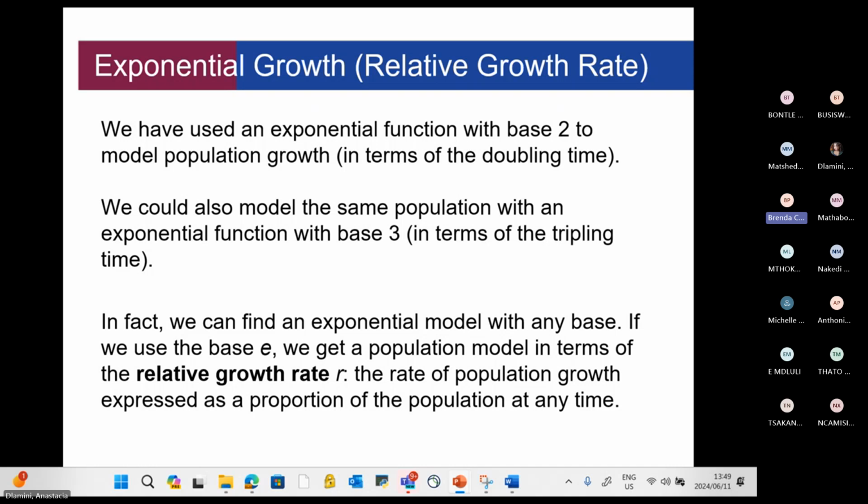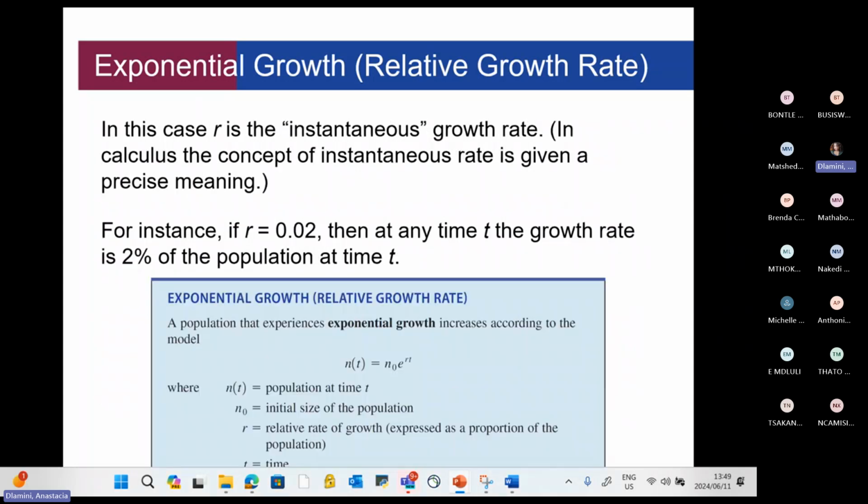Now in this case, r is the instantaneous growth rate. Are we together with the word instantaneous? Yes, ma'am. In calculus, the concept of instantaneous rates is given a precise meaning. For instance, if r is equal to 0.2, then at any time t, the growth rate is 2% of the population at time t.